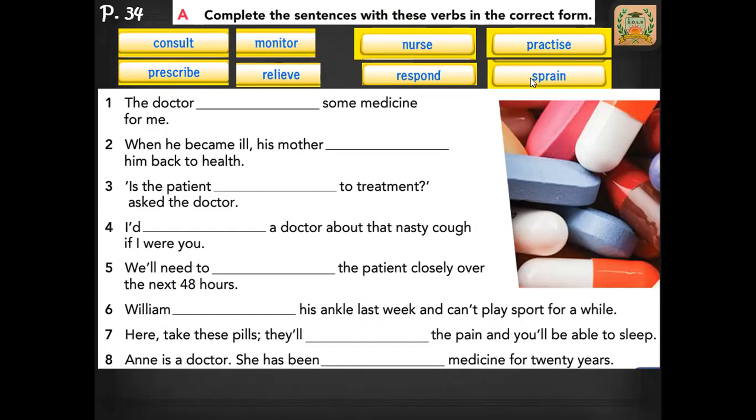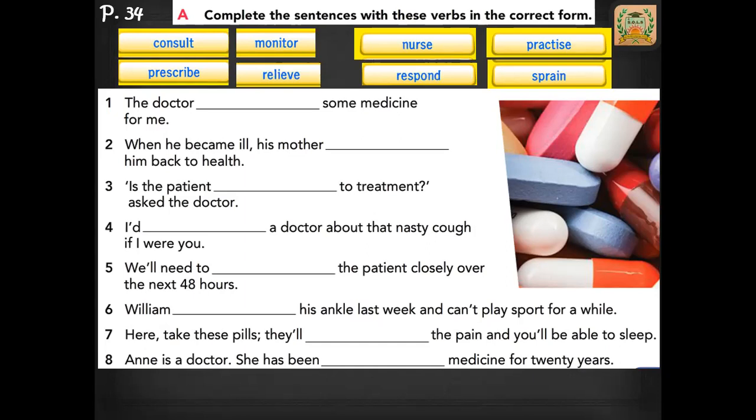Exercise number B. We are going to do the same. I have 8 sentences with 8 words. The words: consult, monitor, nurse, practice, prescribe, relieve, respond, and sprain. All the 8 words are verbs. We are supposed to complete the sentences using these words. I think some of the words you have already seen before.